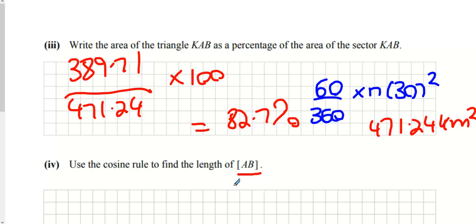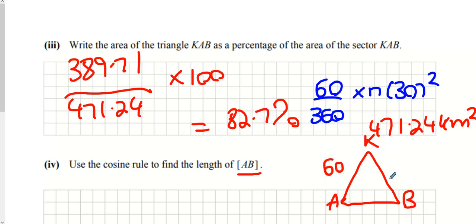Give me a second. KAB. So that's K, that's A, and that's B. That's 30, isn't it? Radius is 30. 30, 30, and 60 degrees. Okay. Let's find the cosine rule. Anybody know where you're going to find the cosine rule in the tables? Oh, page 16. Everybody reading their cosine rule on page 16.